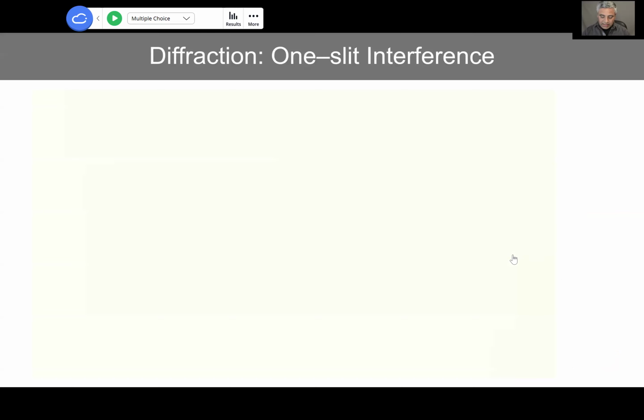Now, that was interference because of two openings. Now, we're going to talk about interference because of one opening. And that is also called diffraction. And here is a video showing the diffraction pattern in a water wave, thanks to the Open University.